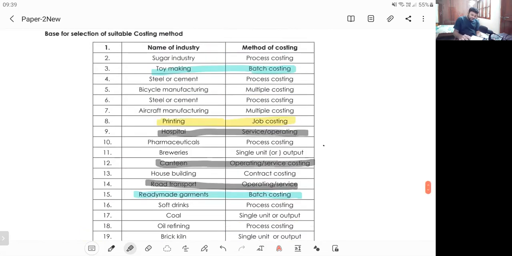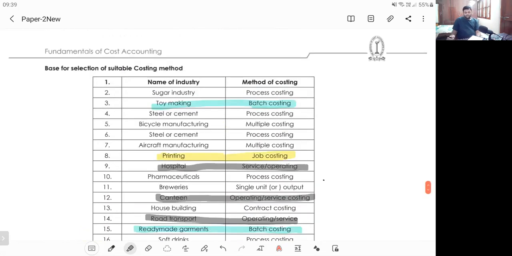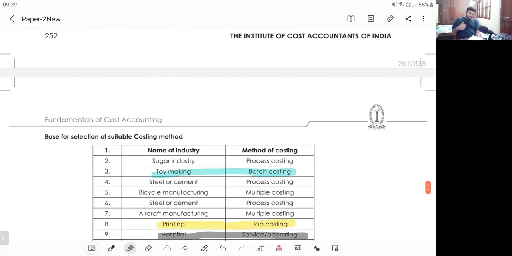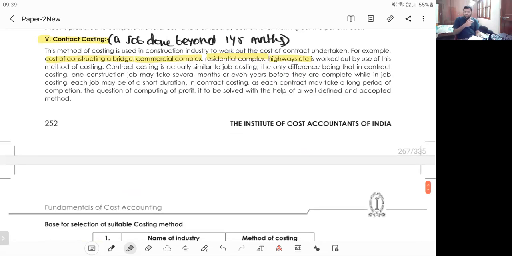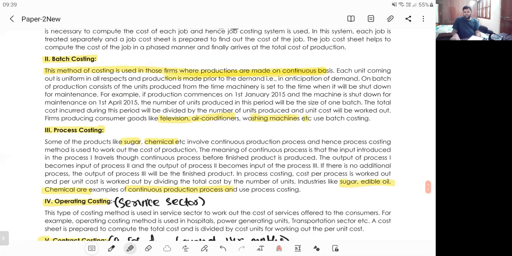Next, process costing. Process costing means if you produce something in a process, we call it process costing. Say for example, sugar. Sugar cannot be produced in one go. First, sugarcane must be crushed, sugarcane must be heated, then chemicals must be added. There is a set of processes involved to make sugar. So here we call it process costing.